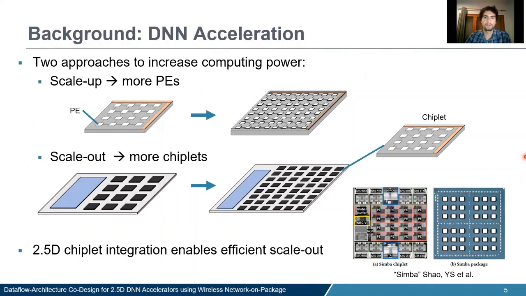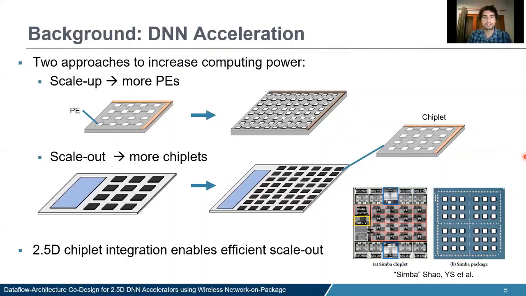So in order to increase the computing power of a DNN accelerator, there are two approaches. The first one is just to increase the number of PEs directly, which is called scale up. The second one, called scale out, is increasing the number of chiplets, in which each chiplet inside has some processing elements. So this second approach is the focus of this paper. An example of a real DNN accelerator following this approach is the Simba down here.